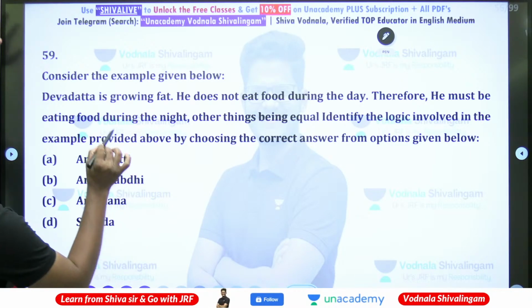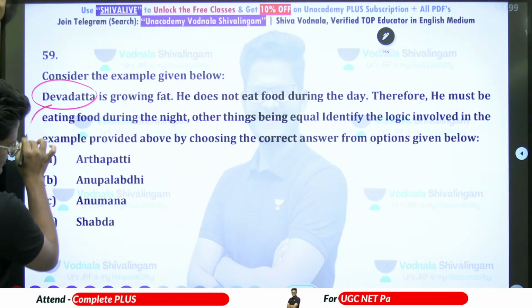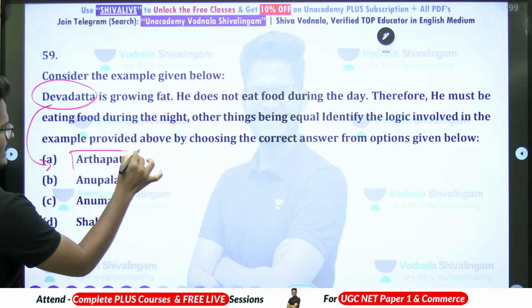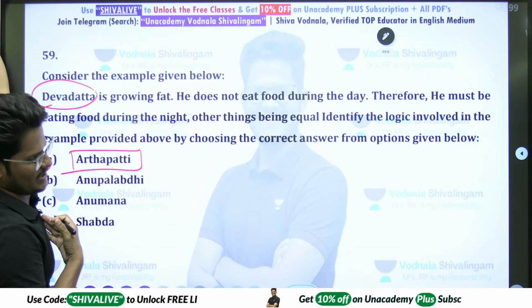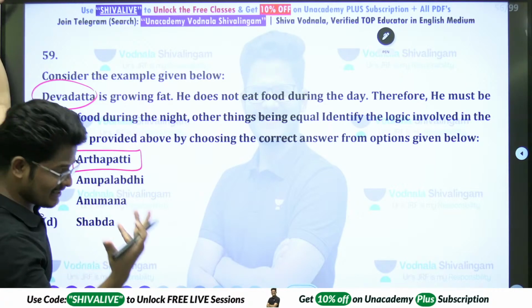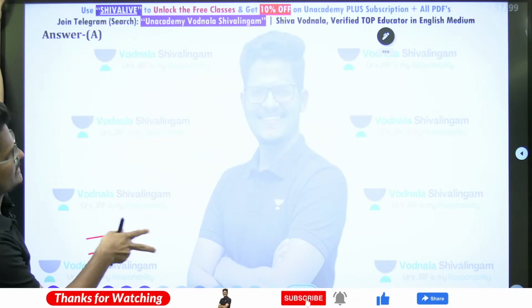So, my dear Devdatta, you are coming and giving us 2 marks. Arthapatti, again implication. So he is not eating food during the daytime, so he might be eating at night time. The regular example contains Arthapatti.